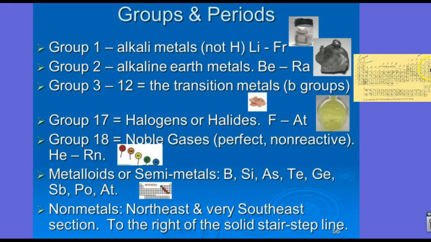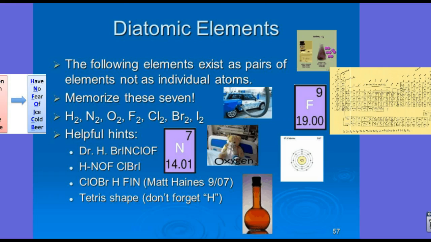Group 17, way over here, so we're going to skip to the last column. Those are called the halogens or halides. Both words are used. Group 18, the very last group, those are the noble gases. Noble gases are considered perfect, but they are non-reactive. They tend not to form compounds at all. And then there are the metalloids or semi-metals that go along that little stair-step line. And again, non-metals on this side, metals on that side.